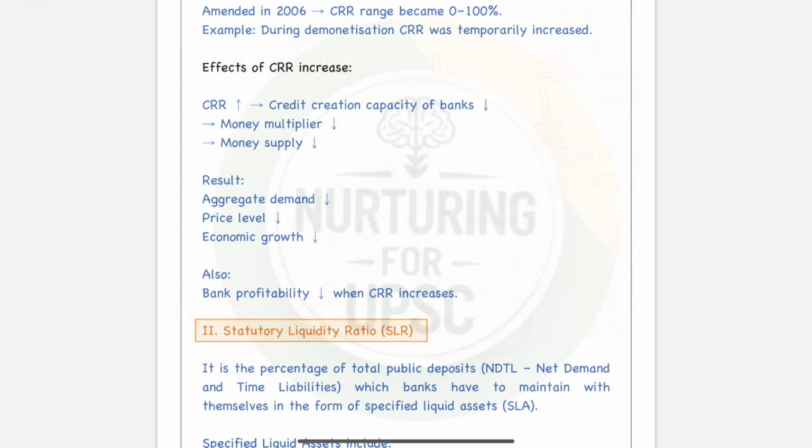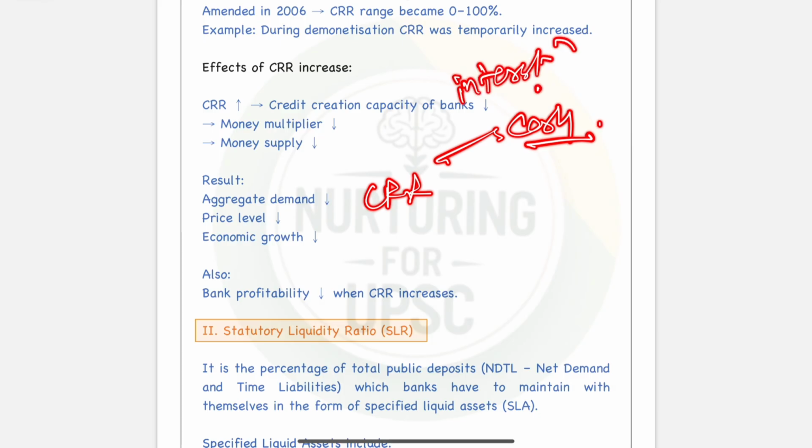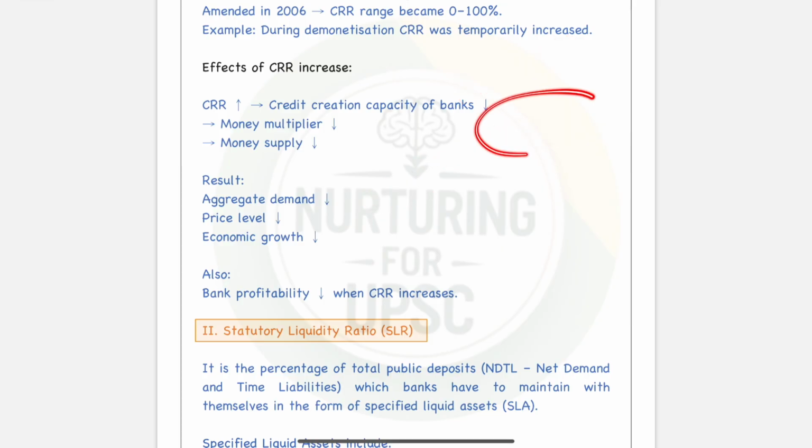So what it does, with the CRR increase, credit creation capacity of the banks decreases, money multiplier decreases, money supply decreases. So it results in decrease in aggregate demand, price level, and economic growth. Also profitability of the banks decreases with CRR increase. Why? Because CRR में उनको बैंक्स के पास में कैश ही रखना पड़ेगा, तो फिर इसके ऊपर उनको कुछ इंटरेस्ट नहीं मिलता है. Banks don't get interest on any part of the cash reserve that they keep with the RBI.